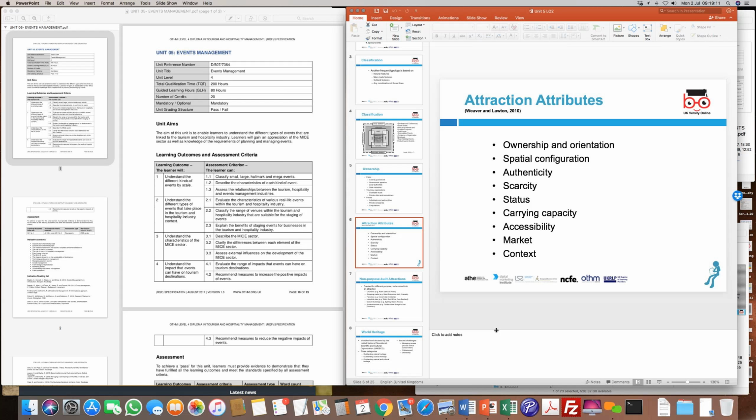Now, let's look briefly at the various attributes which these venues have. When you want to stage an event, how do you pick a place? What are the key attributes or things that you look at when you pick a particular city, place, or location to do an event?